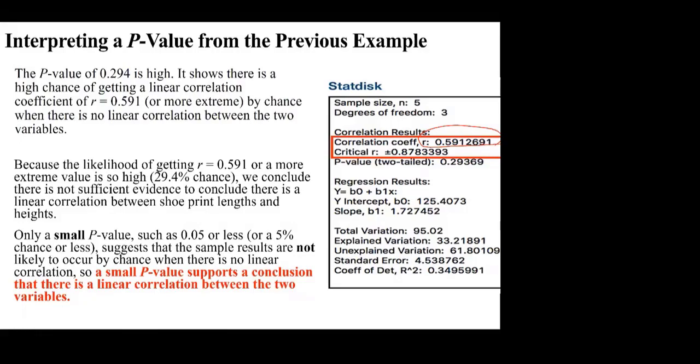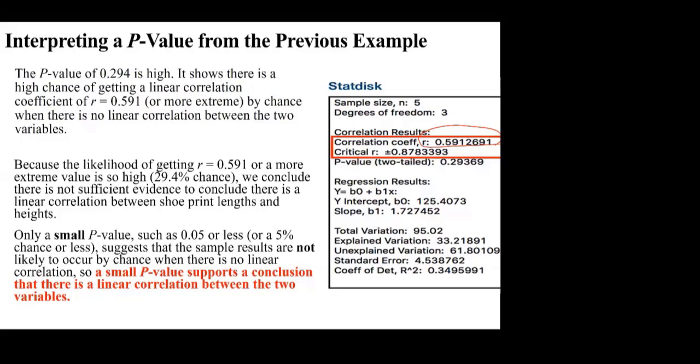Because the likelihood of getting R equals 0.591 or more extreme values is so high, a 29.4% chance, we conclude there is not sufficient evidence to conclude there is a linear correlation between shoe print lengths and heights. Only a small p-value such as 0.05 or less suggests that the sample results are not likely to occur by chance when there is no linear correlation. So a small p-value supports a conclusion that there is a linear correlation between the two variables.